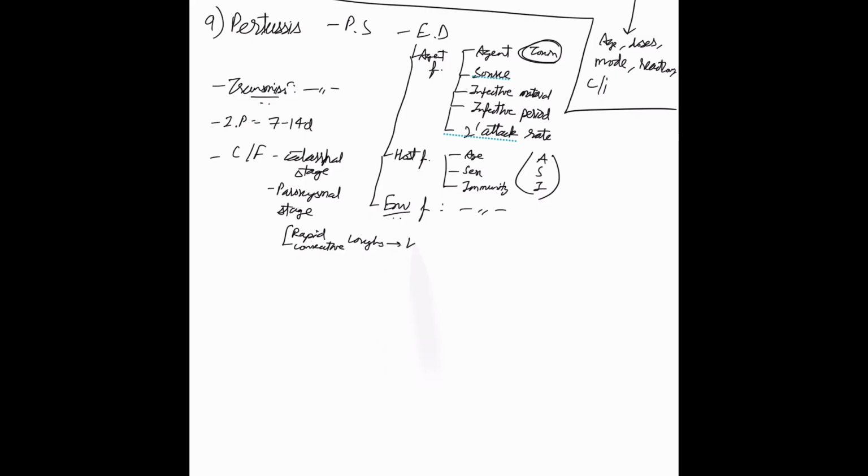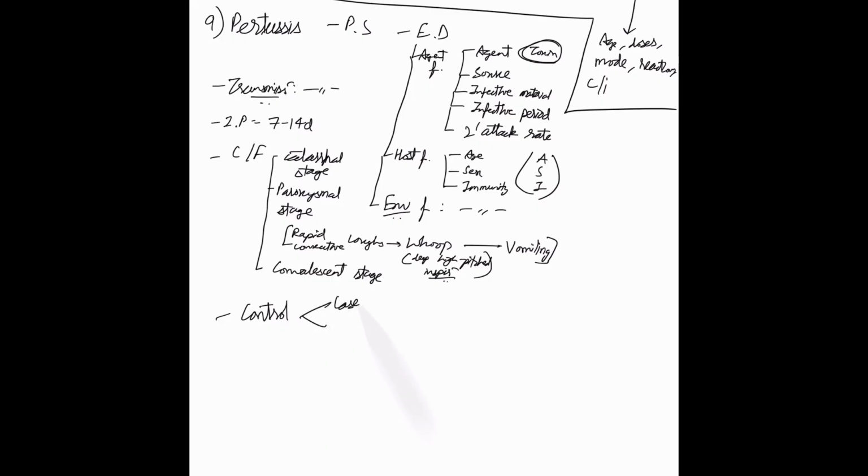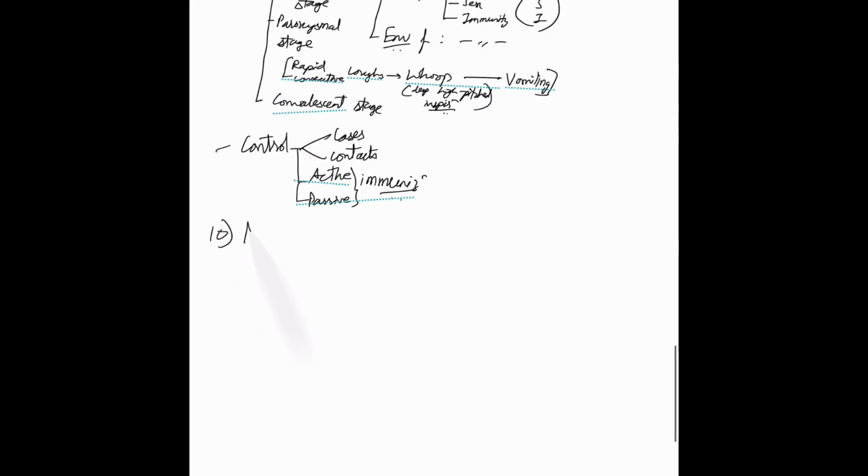Incubation period is 7 to 14 days, and clinical features are in 3 stages: catarrhal stage, paroxysmal stage, in which you have rapid consecutive coughs followed by a deep high-pitched inspiration, which we call a whoop, which is frequently followed by vomiting. And then, of course, the convalescent stage or recovery stage. And pertussis control, you have to deal with cases, contacts, and also active and passive immunization.